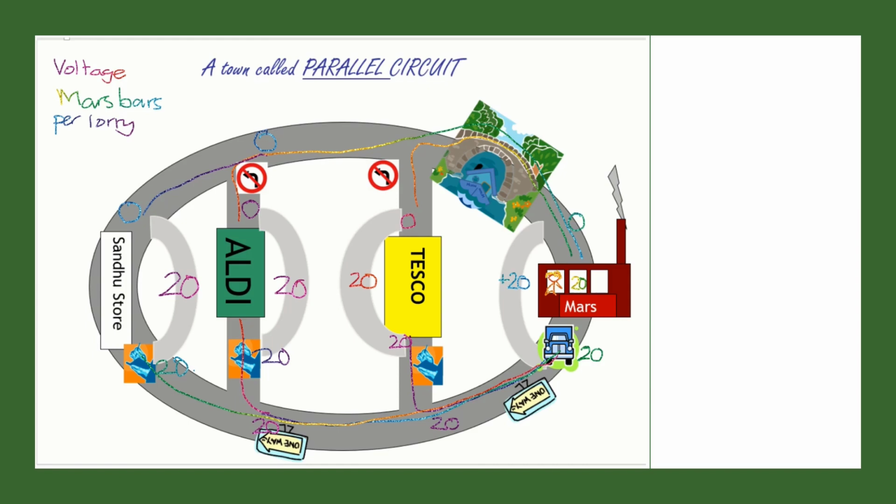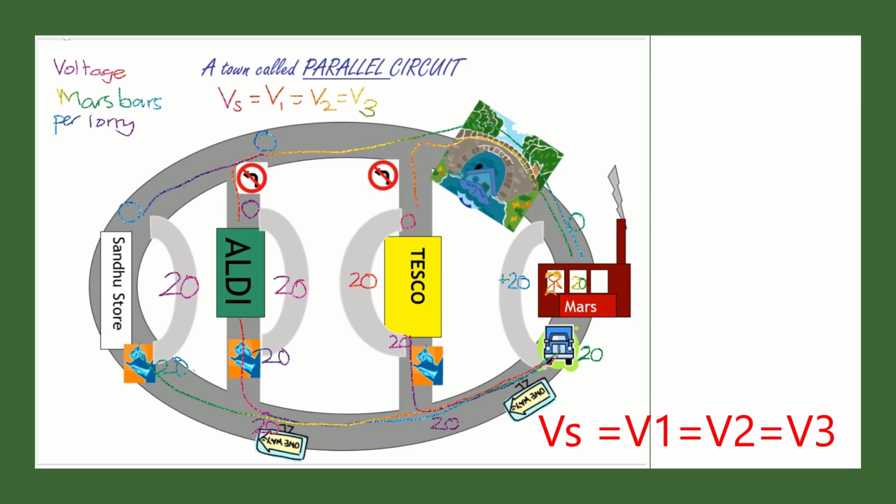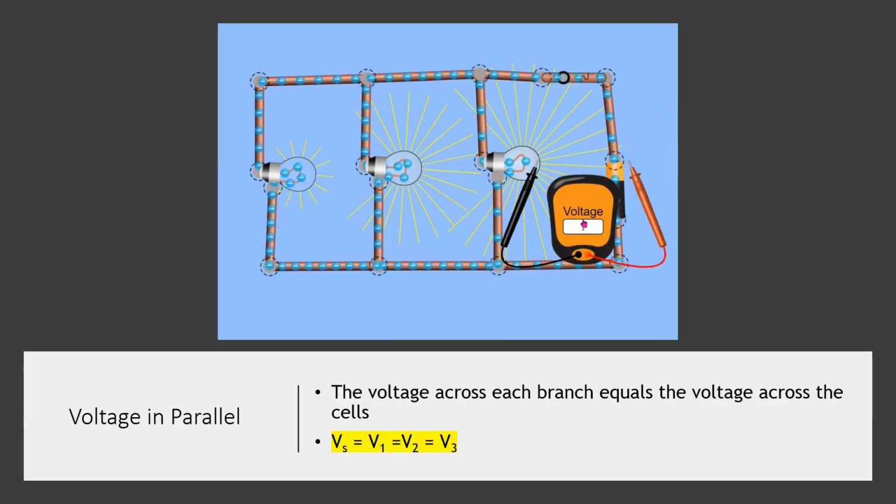So I think that's not what you expect maybe, but what we found is that the voltage across each branch is equal to the supply voltage. In other words, if you're a lorry, you're going to deliver all of your energy, all of your boxes of Mars bars to the one store that you're going to. So in this parallel model, one electron only goes to one component in each route. So let's see if this works.